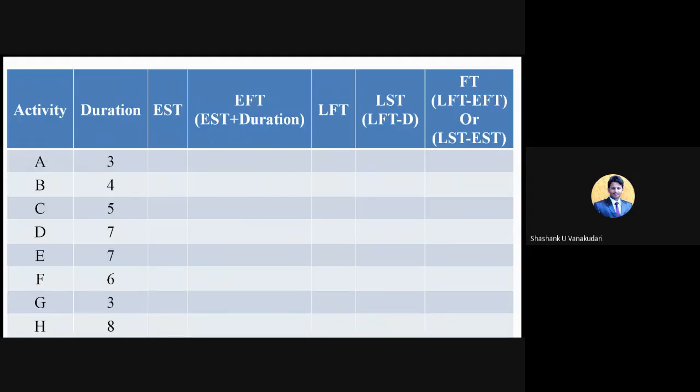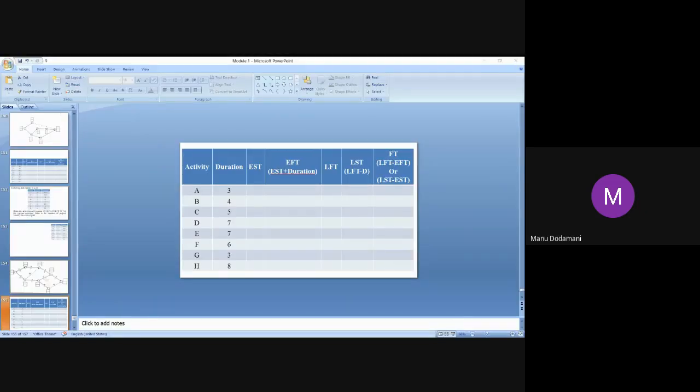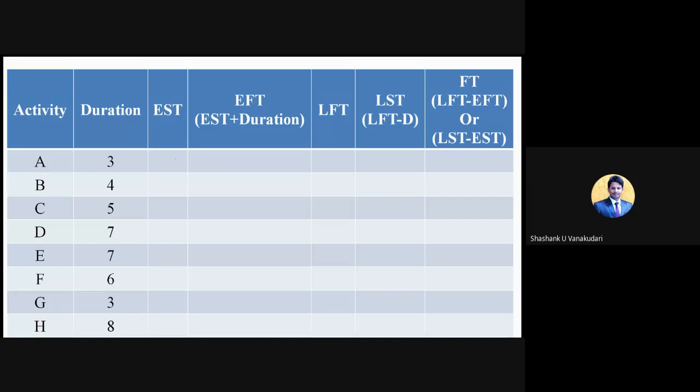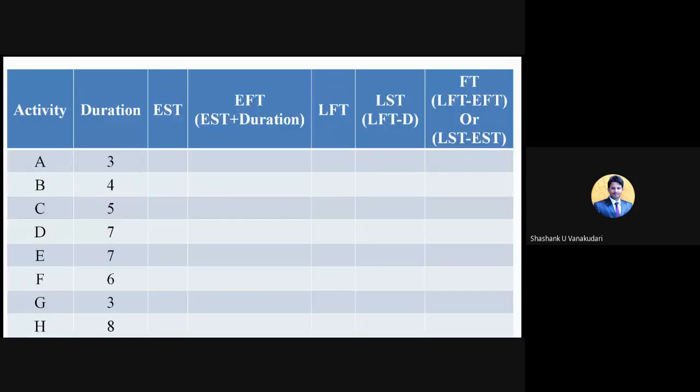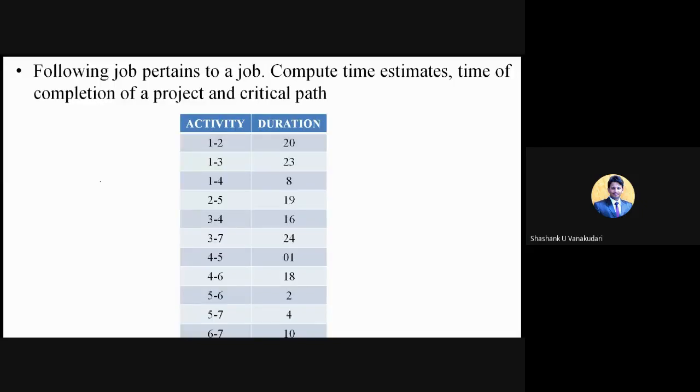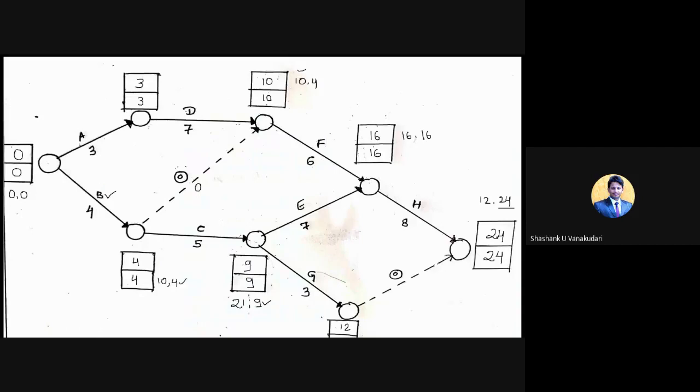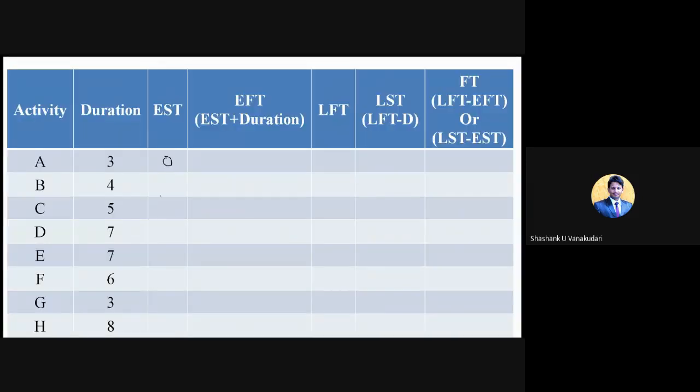So it's audible and visible to everyone, right? Yes, sir. Okay. So now for A activity, 0 is the EST value, so I'm writing 0 here. And next for B activity, this box and this box you need to consider. In this, we need to consider this value, that is 0. I can write directly 0 here.